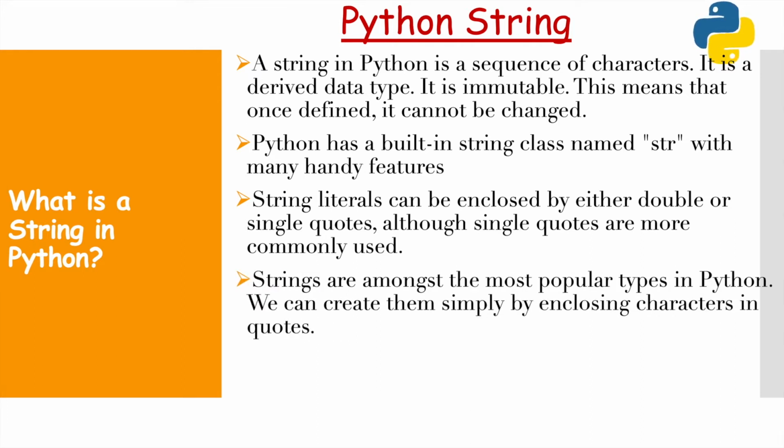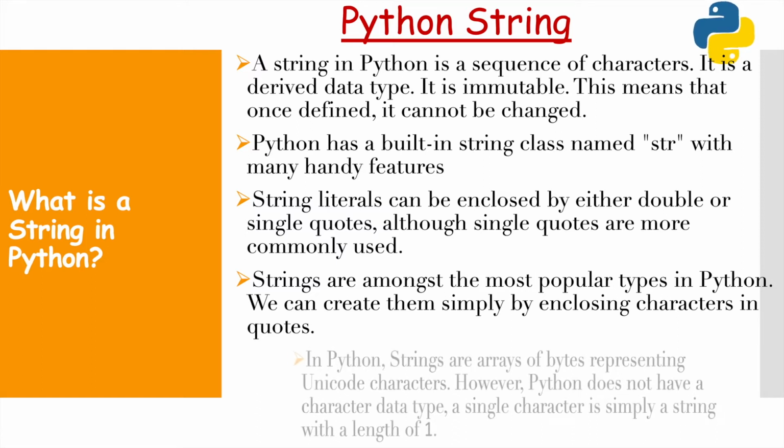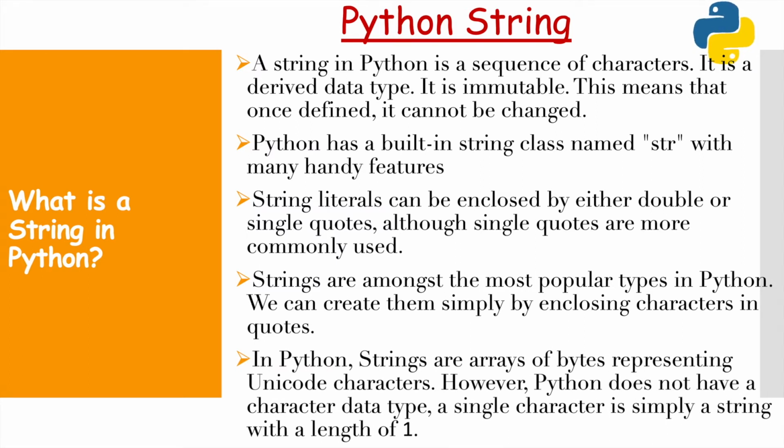We can create them simply by enclosing the characters in quotes. They are arrays of bytes representing Unicode characters. However, Python doesn't have a character data type. A single character is simply a string with a length of 1 in Python.